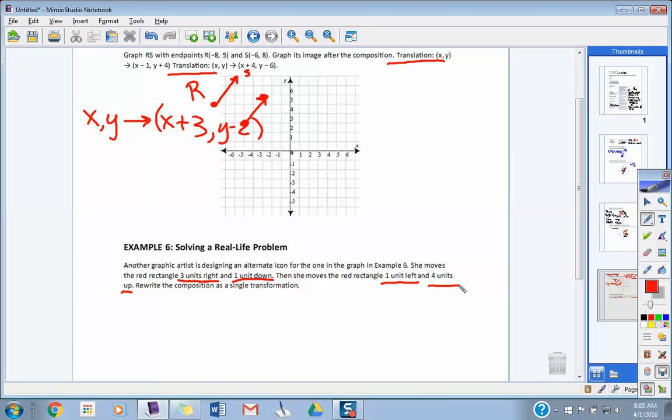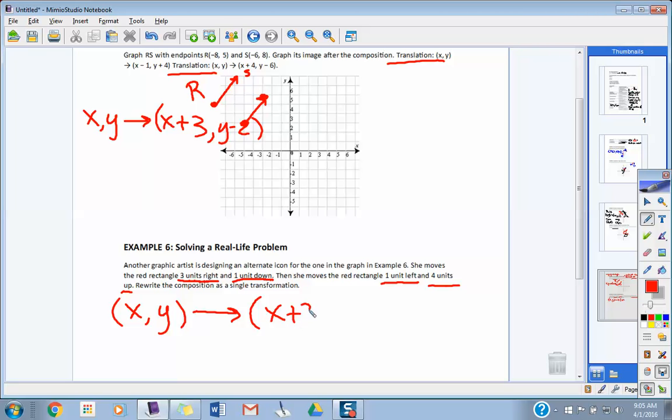So here's the deal. We're going to write a rule for the translation. Guys, talk to me about the overall change in x right here. Where am I going first? What direction were you going first? 3 to the right, and then you turned around and went 1 left. So overall, where did you end? 2 to the right, didn't you? So what should I put right here when I end up 2 to the right? X plus 2.